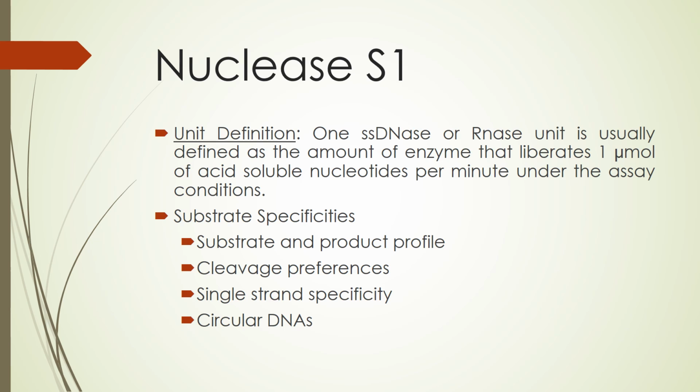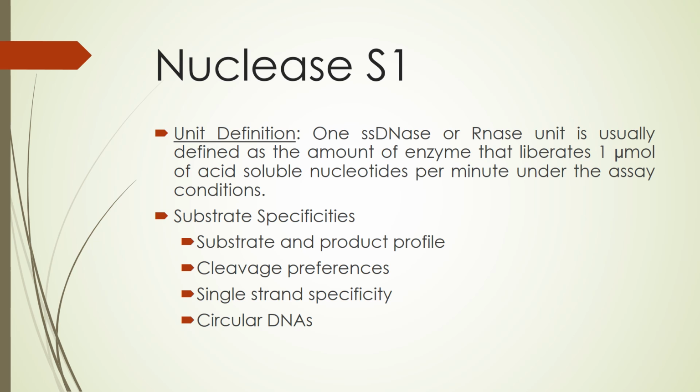First we discuss nuclease S1, which is also known as S1 nuclease. It is an endonuclease highly specific for single-strand polynucleotides. This is actually a glycoprotein of about 35 kilodaltons and is isolated from Aspergillus oryzae. This enzyme cleaves DNA and RNA both. The unit definition is written here. Now we come directly to the substrate specificity and product profile.